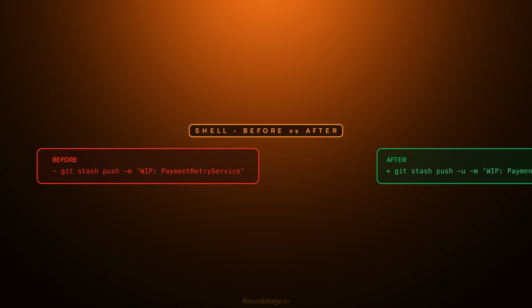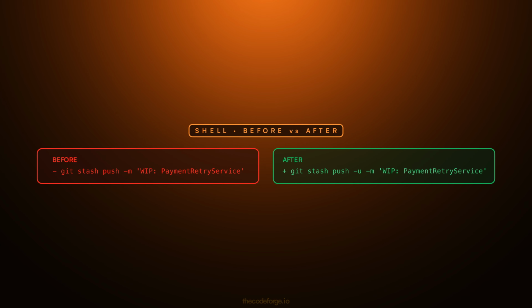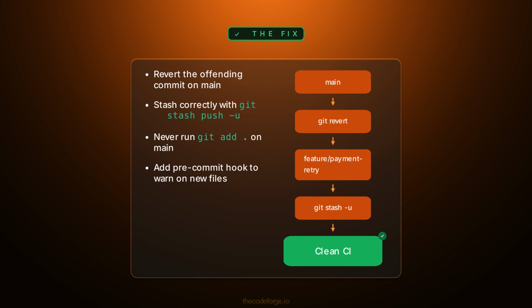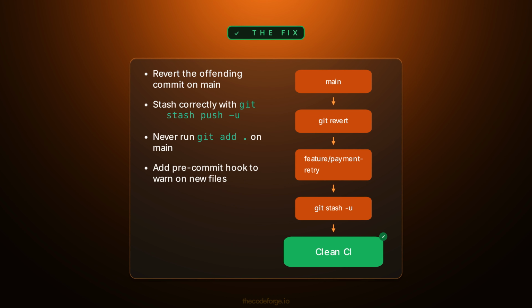The root cause is that git stash by default does not include untracked files. When the developer stashed without -u, the untracked PaymentRetryService.java remained in the working directory and followed the branch switch to main, where it was accidentally committed. The fix was to revert the offending commit on main using git revert. The developer switched back to the feature branch and stashed correctly with git stash push -u -m "WIP payment retry service".